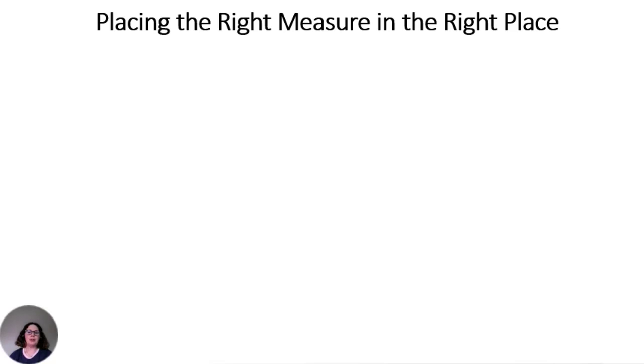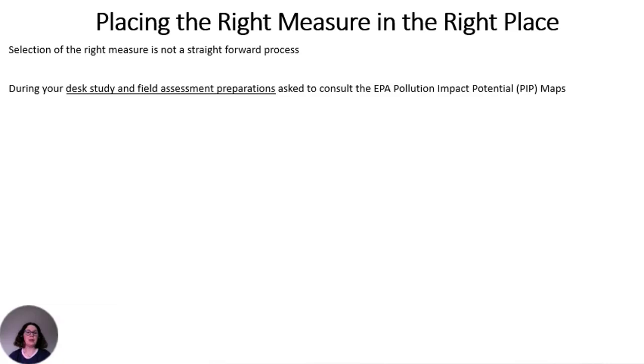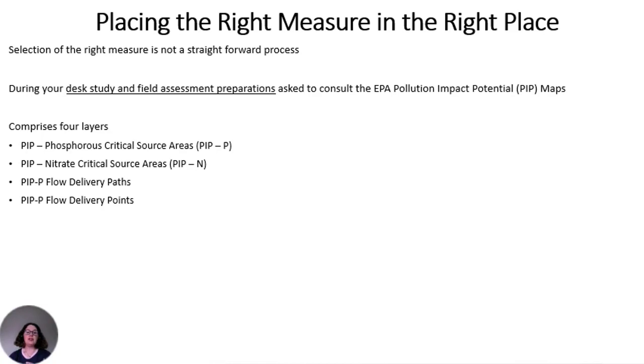Placing the right measure in the right place, though, is not an easy process. It seems like it might be straightforward, but there are quite a lot of considerations at play. During your desk study and the field assessment preparations, you're asked to consult the EPA Pollution Impact Potential, or PIP, maps. And these are very useful. They come as 4 layers on the EPA mapping system.